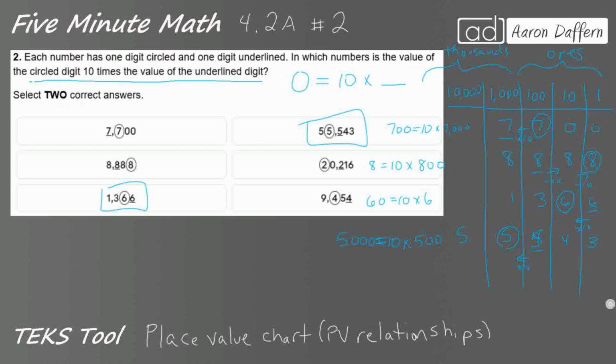Let's take a look at the other two to make sure that they don't work. I'll tell you, neither of them work, because take a look. There's a gap between the underline and the circle. They're 2 spaces apart from each other. And that means we're going to have to jump by 100, not by 10, to go up 2 spaces. It's 10 times 10. So our answers are 1,336 and 55,543.